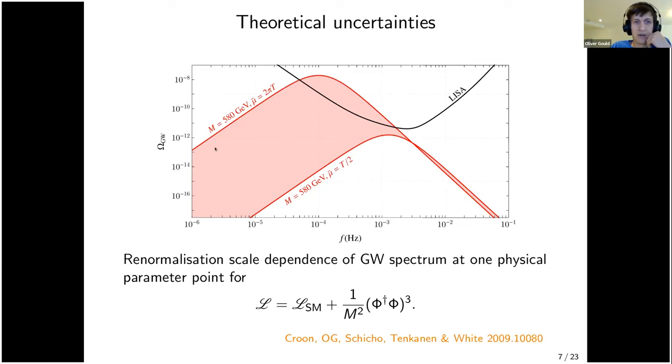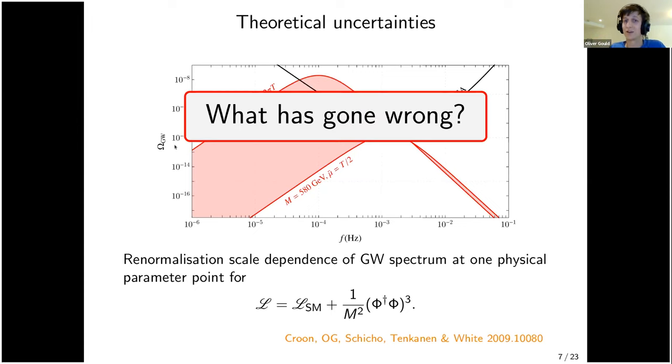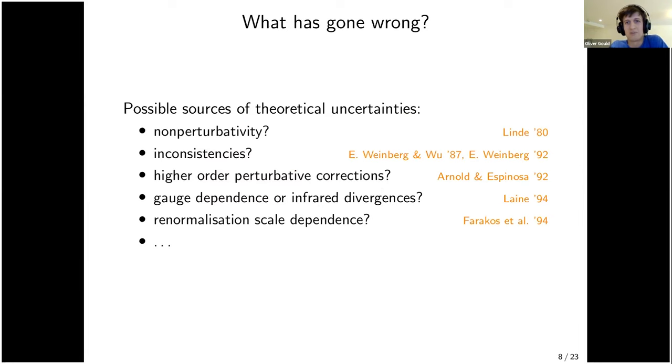And again, we see, I don't know, four orders of magnitude uncertainty in the gravitational wave amplitude, showing that something really is going wrong. And exactly what, I don't know. This paper was kind of my entry into this topic and my thinking about what's going wrong. Why are there these huge theoretical uncertainties? There've been a number of proposals going back a long way of potential sources of theoretical uncertainty for these kind of studies. Linde back in 1980 pointed out that non-abelian gauge theories in general at high temperatures have a non-perturbative sector. Their infrared modes are non-perturbative. So that could be the source of this uncertainty.